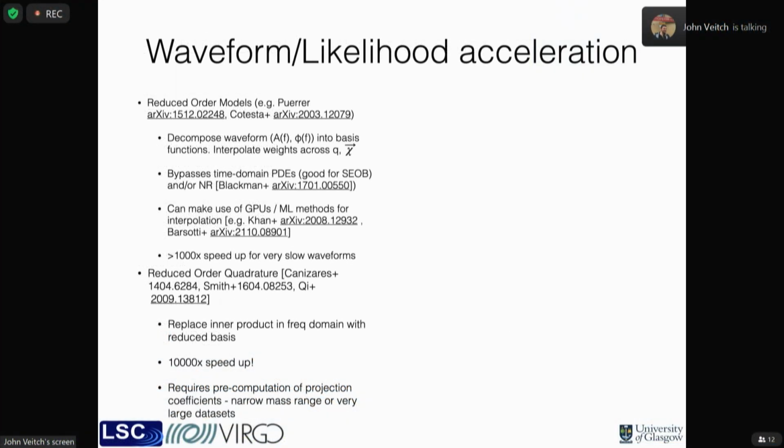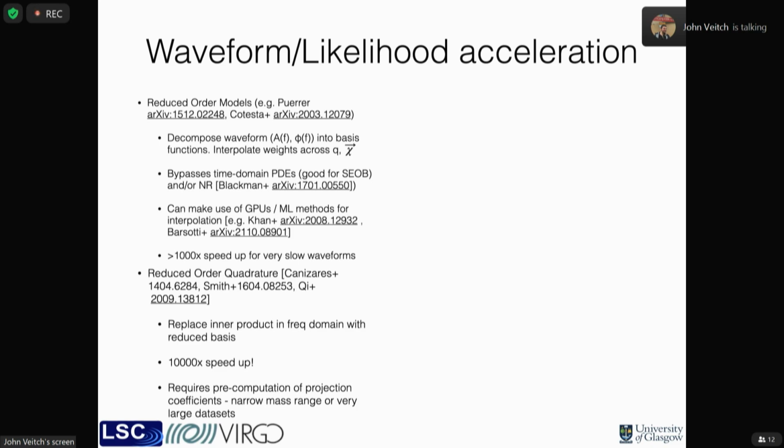But I always refer to ROQ when I'm talking about taking that inner product that's formed in the frequency domain by summing over frequency bins and replacing it with a different basis. So instead of using the Fourier basis, you work out a basis that's tailored to the particular problem. And you can re-express that integral instead of being over the frequency domain, you express it over the new basis.